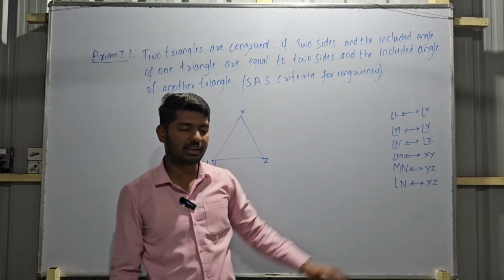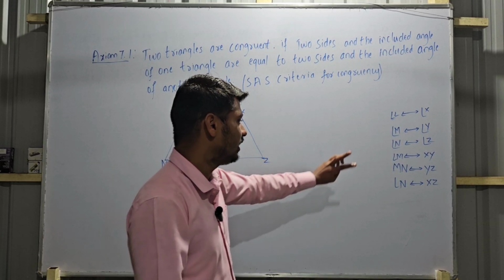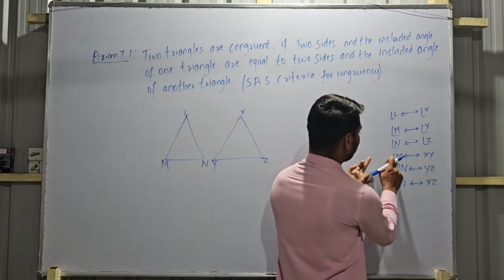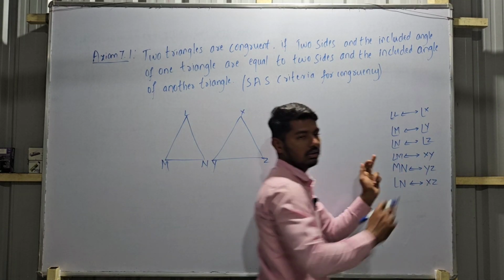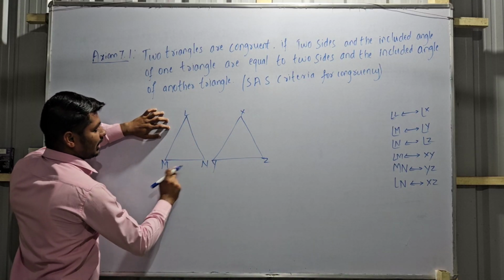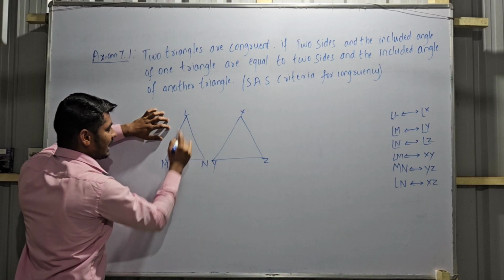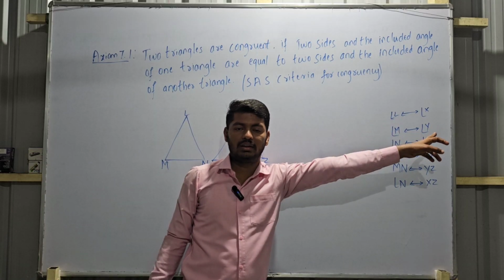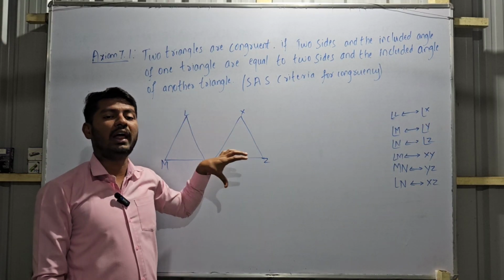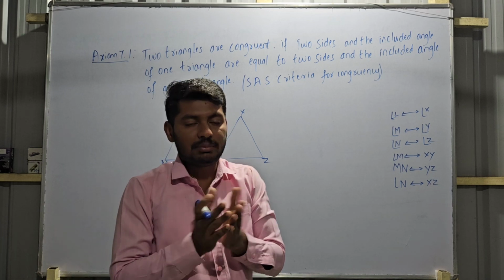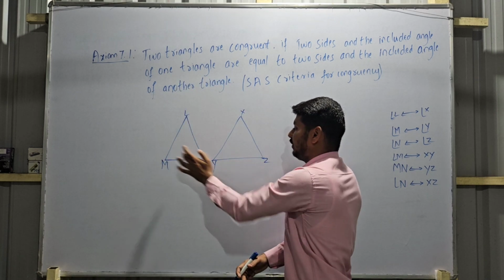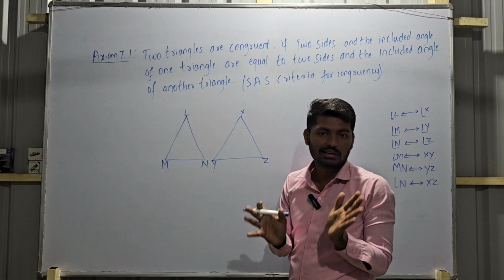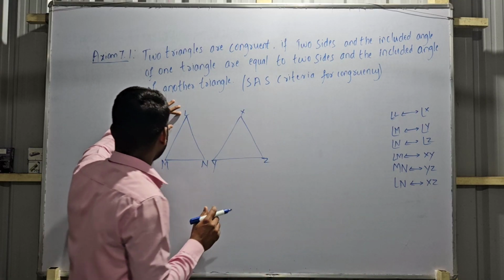In that we are taking 3, that means 2 sides and the included angle. Suppose we take LM and MN, the included angle will be angle LMN. That means angle M equal to angle Y, that we should take. The included angle should be common, that means the two equal sides should be the arms of the angle formed. Clear? So this is LMN.